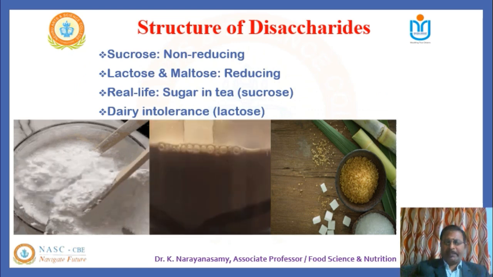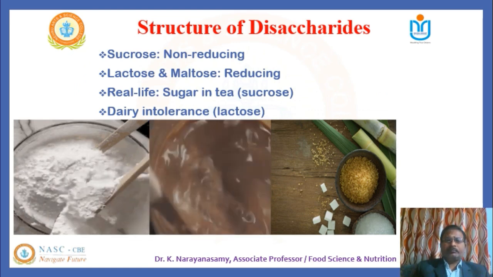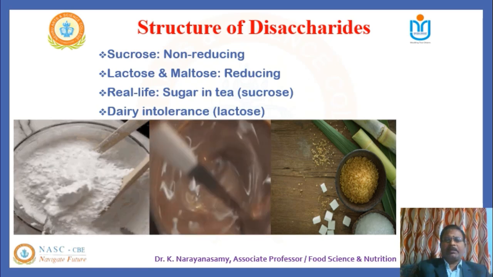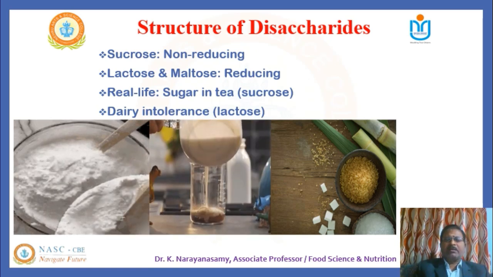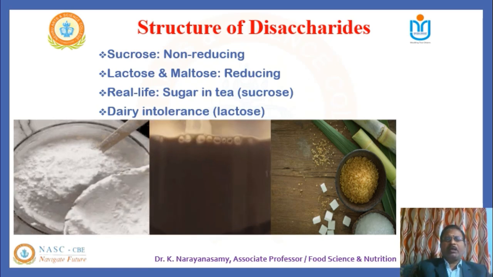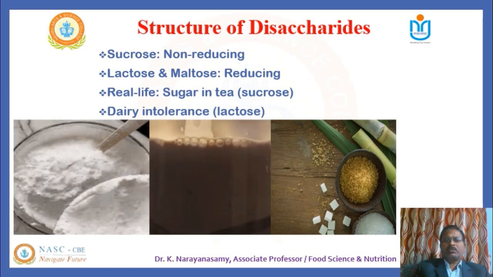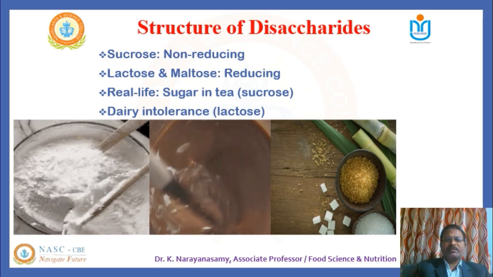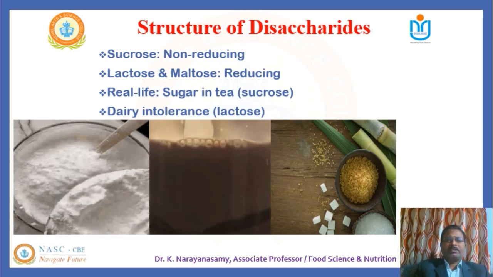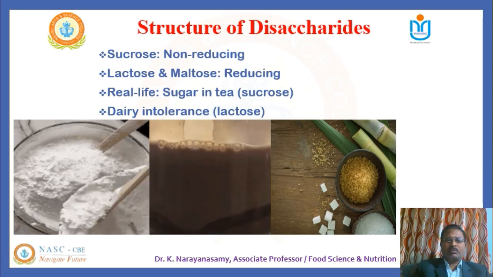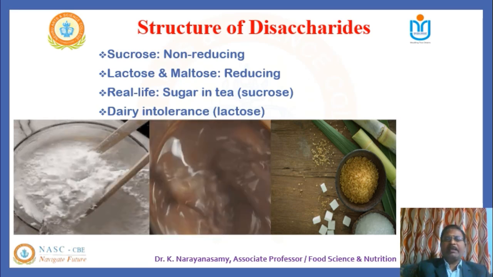Types of the disaccharides, and you see that we have different types of disaccharides. Based on the sugar units, an aldose sugar combines with a ketose sugar and it forms sucrose. So now you can see the structure of disaccharides. Sucrose is a non-reducing sugar disaccharide. Lactose and maltose, both are again disaccharides, but they are reducing sugars.